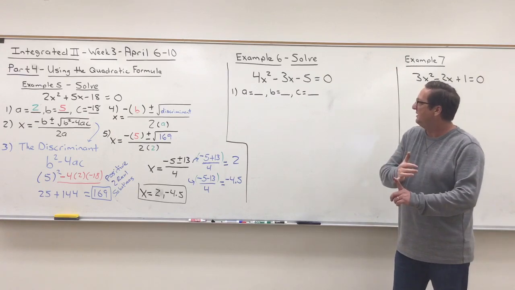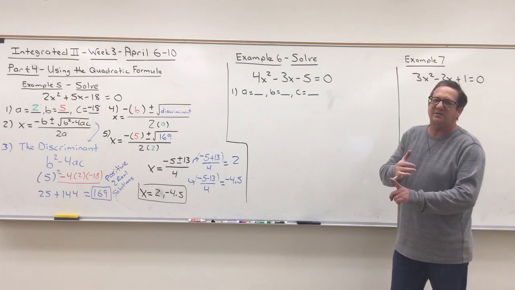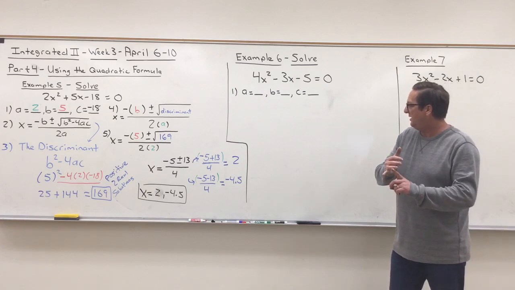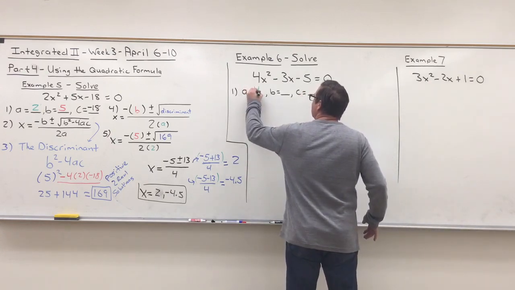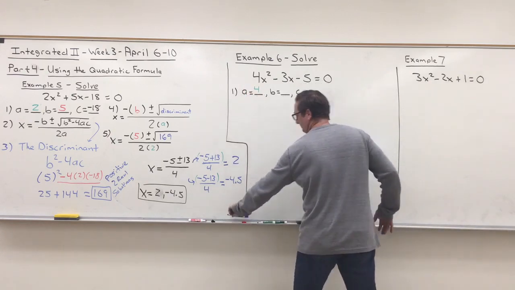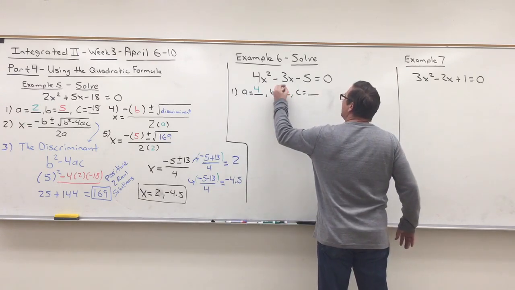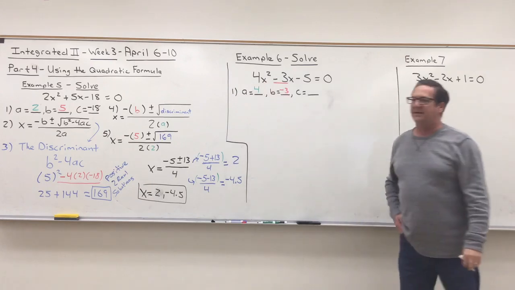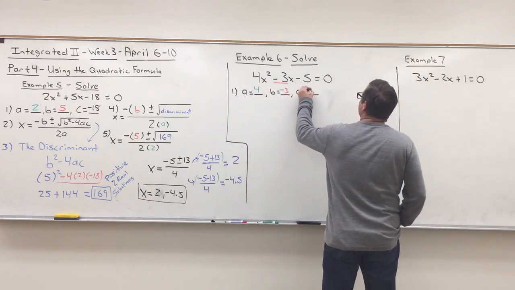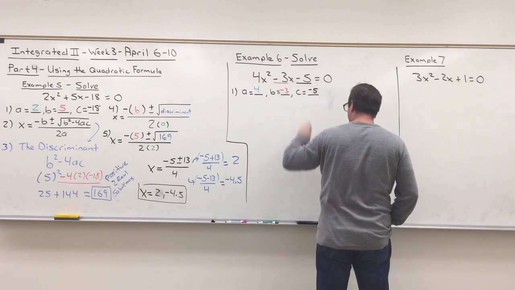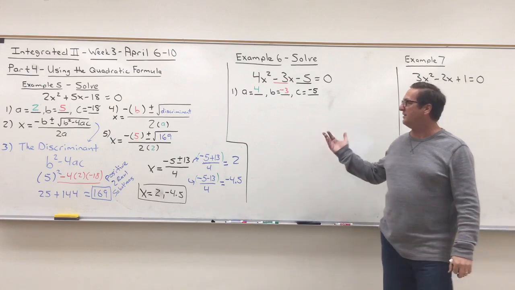Step 1, identify A, B, and C. And remember, just pause when you have to get caught up. And here is our problem. A is 4. B is -3. Don't lose the sign. And C is -5. Like I said, don't lose the sign. So make sure you get the sign in front.